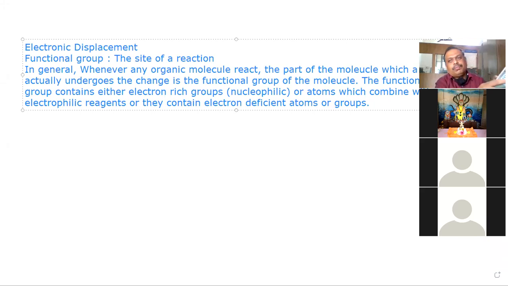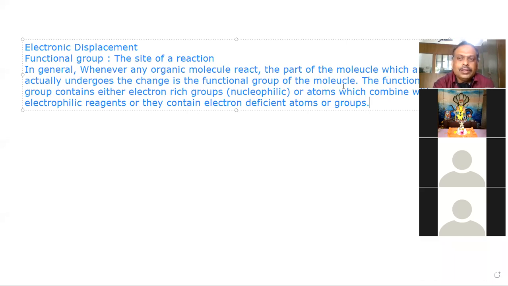What is functional group? It is the site of a reaction. Functional group मध्ये जिथं organic reactions carry होतात. This is the site of reactions. Whenever any organic molecule reacts, the part of the molecule which actually undergoes the change is the functional group of the molecule. म्हणजे organic chemistry मध्ये reaction कुठे होते? Part of the functional group changes आणि बाकीचं structure should remain same.